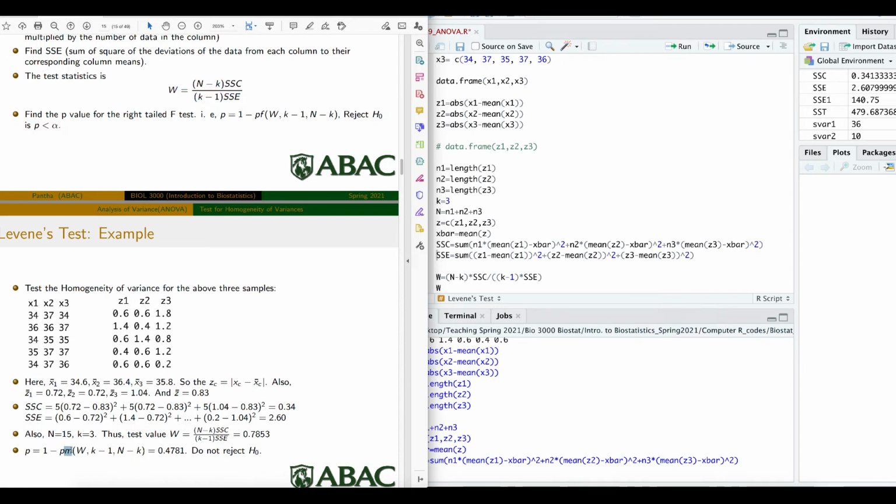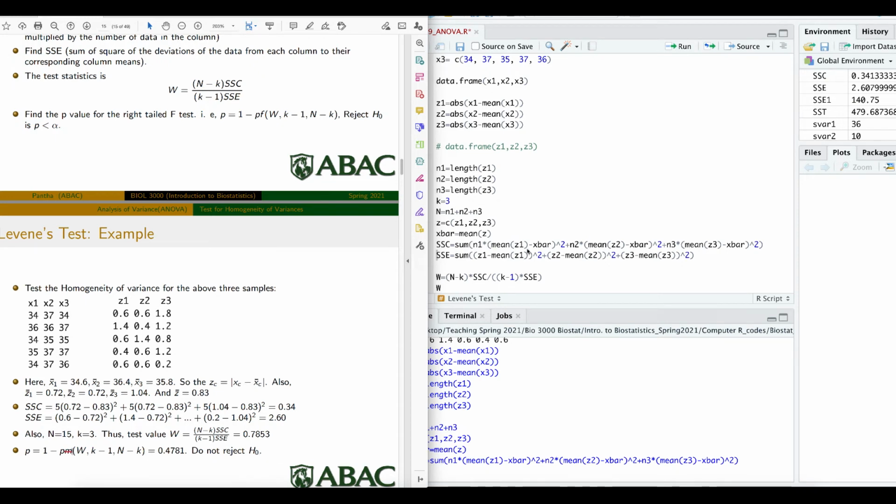This should be pf, okay, not pm. I'm sorry about that. This should be pf. Okay, that should be pf. And then w, k minus 1, n minus k. That will give you 0.4781. And we get: do not reject the null hypothesis.